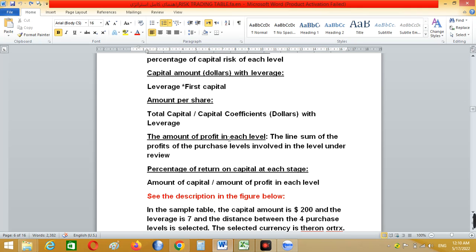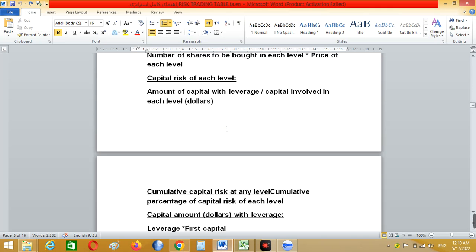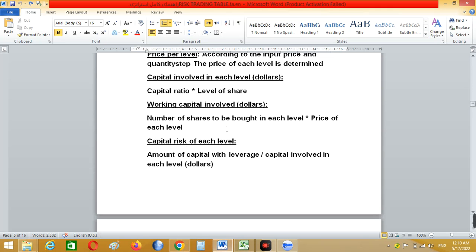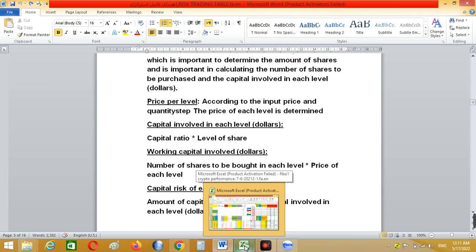These are some brief definitions. You need to read my Word file before using my Excel, or see my Excel to find what description is available for each of these definitions. So let's see my Excel file to continue introducing my table.